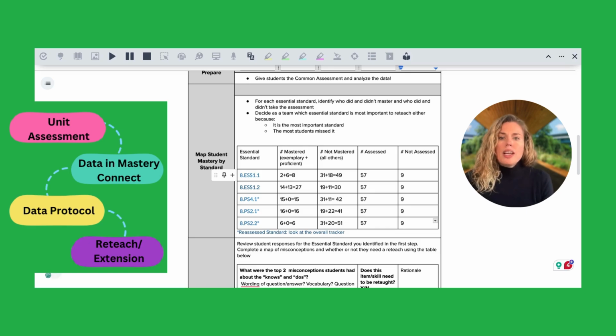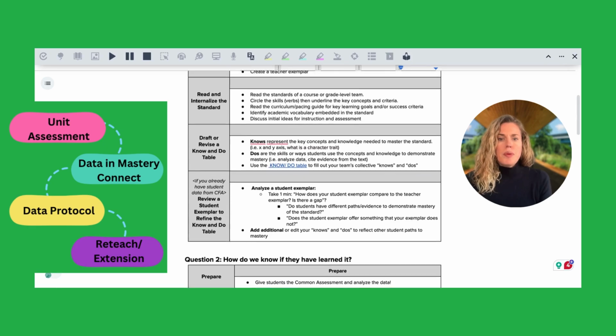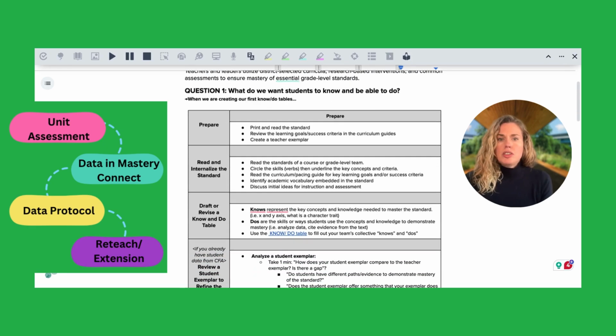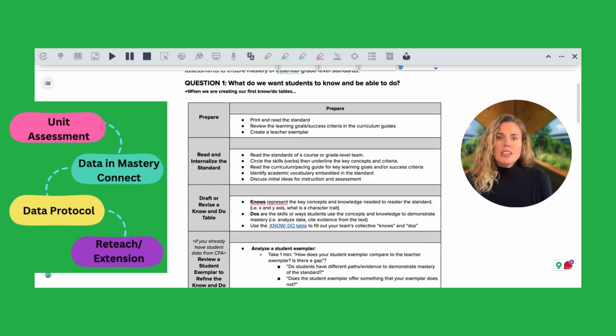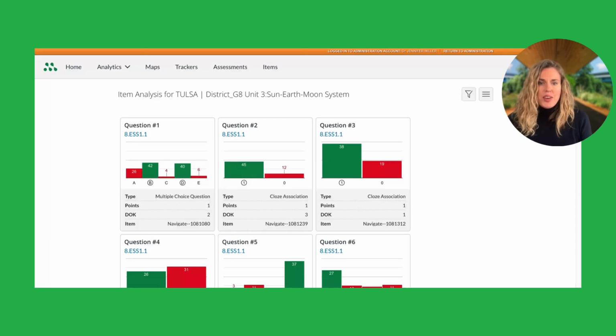So from here, we can now start looking at our data and jump back over to question 1. We're going to shift back up into what do we want students to know and be able to do. We need to look at the questions that we've asked in the assessment around those standards in order to figure that out. All right, so now that we've identified our two standards that need to be retaught, we are going to look at our item analysis. Again, look at video 1 in case you forgot about that, and see which questions we're going to focus on to create our know-do chart for question 1.